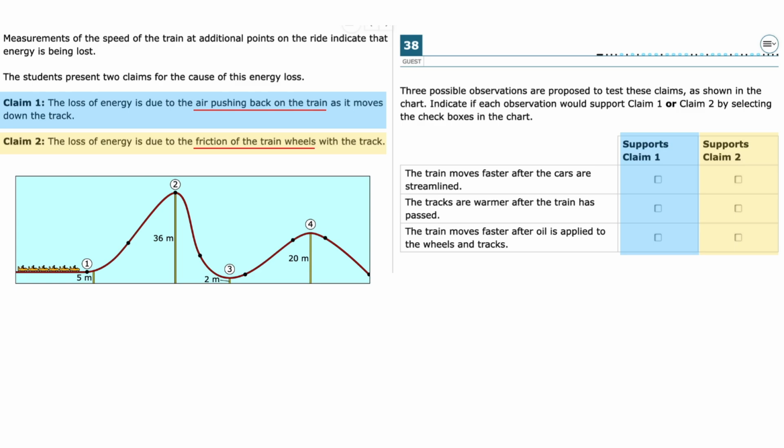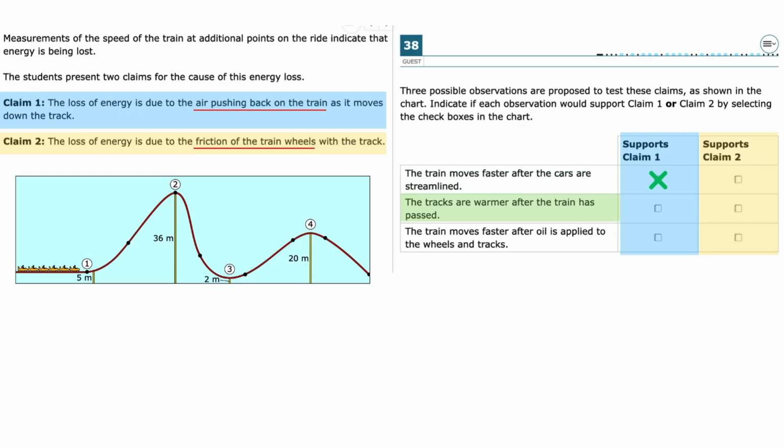The first observation is, the train moves faster after the cars are streamlined. This supports Claim 1 because streamlining the shape of the train reduces air resistance. If the train goes faster after being streamlined, that shows air resistance was slowing it down before, which supports the idea that air resistance is a cause of energy loss.